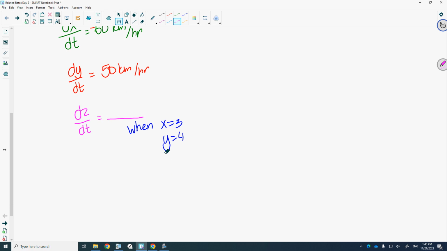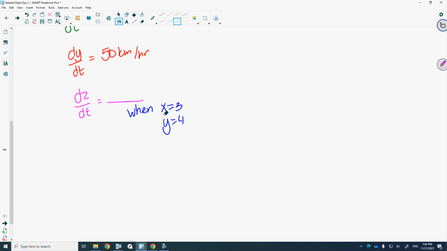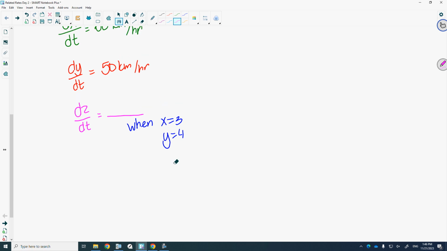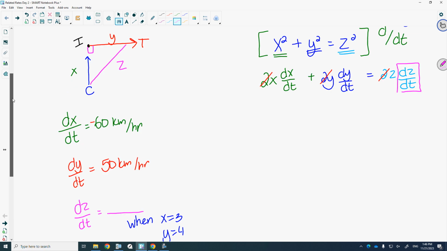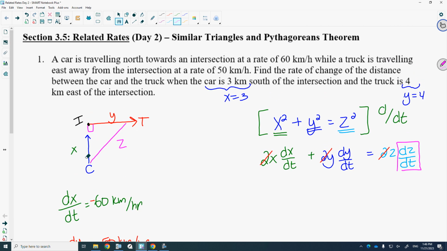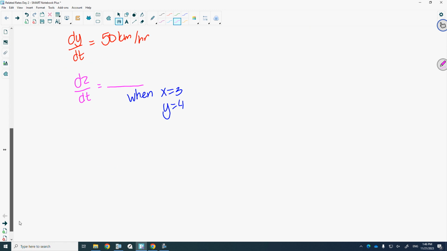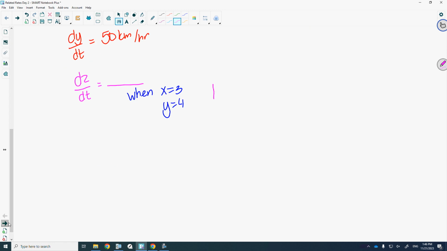So what we could do is we could create another little triangle here. So it said when x was 3, when the car was 3 kilometers and the truck was 4 kilometers. So draw yourself another little triangle here. So here's the car at 3 kilometers. The truck is at 4 kilometers. Let's figure out what z is.